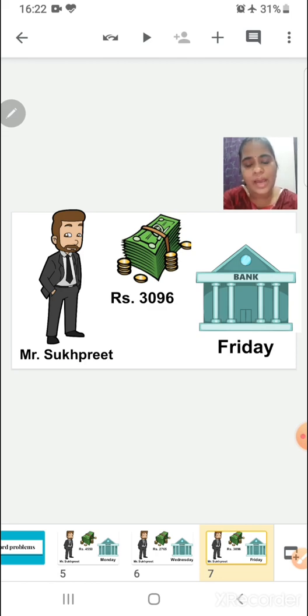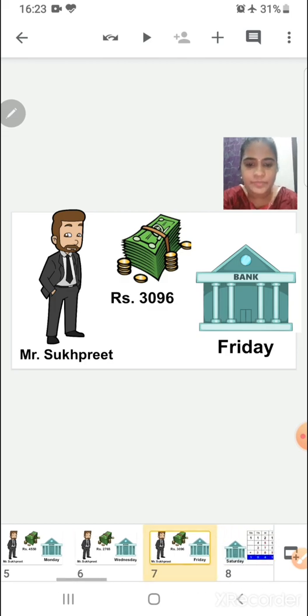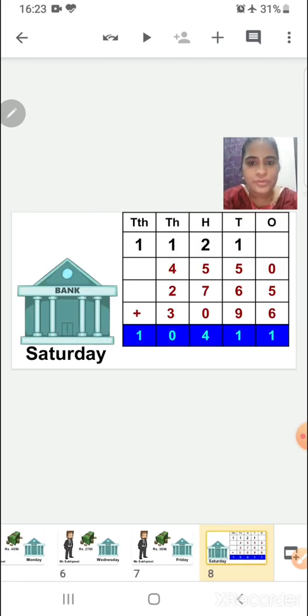So that means we have to add the money that he deposited on Monday, Wednesday and Friday, right? So we have to draw the table and add all the money that he has deposited, which is 4550 plus 2765 plus 3096. When we add all the numbers, the answer we get is 10,411. Children, here I have used pictures. So like these pictures, you can imagine.